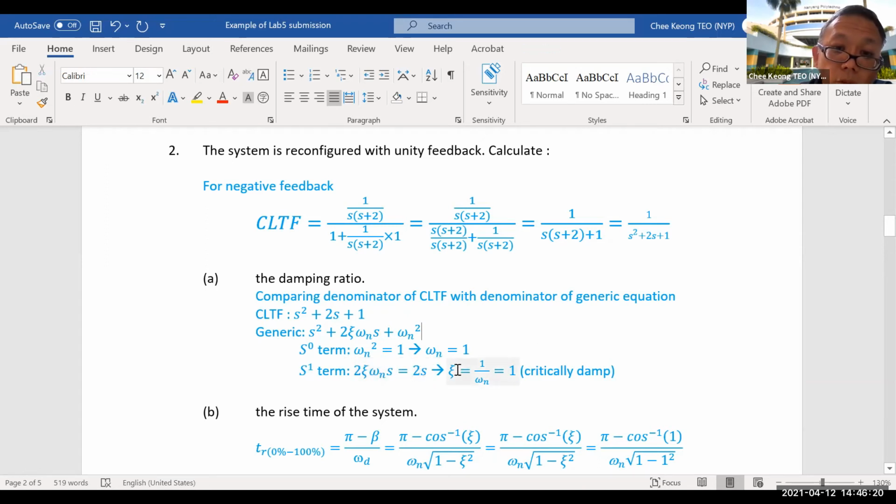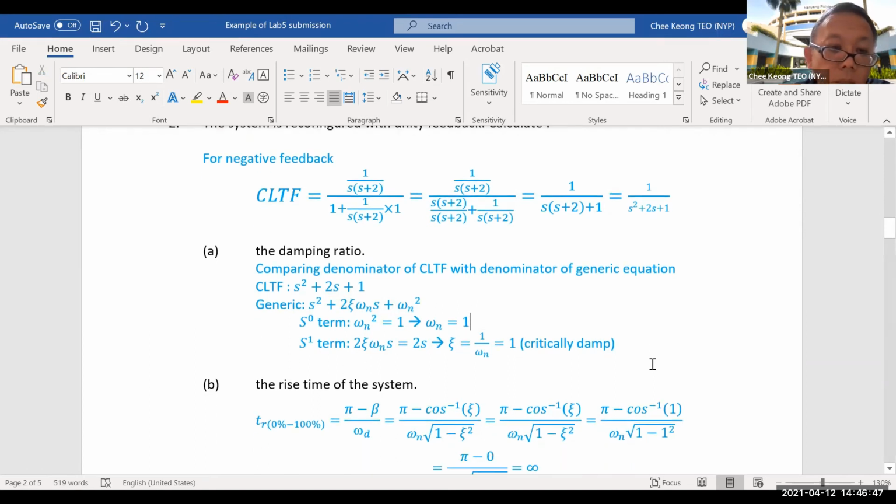Now with that, you can solve that zeta is equal to 1 over omega n, which is 1, right? Then of course the last term, 1, must be equal to omega n squared, right? So omega n squared is equal to 1, then omega n must be equal to 1. If you substitute 1 here, then zeta also is equal to 1. So which means that since zeta is equal to 1, the system is under a critically damped situation. It's not an underdamped situation, it's a critically damped situation.